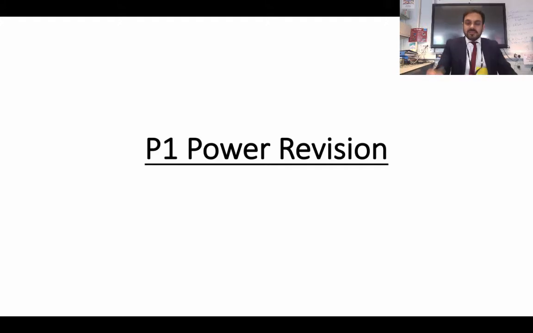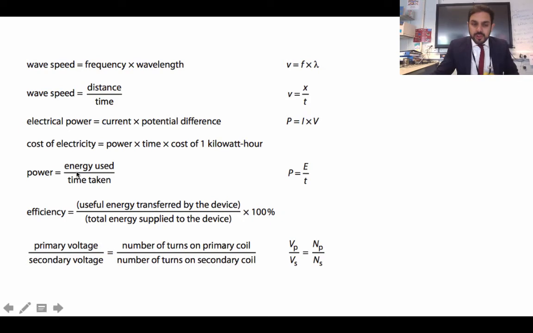Okay, time for some physics. Let's do this. So, let's start off with the first page you're going to come across, which is your formula sheet. Now, this is a blessing because you don't need to memorize any of these.